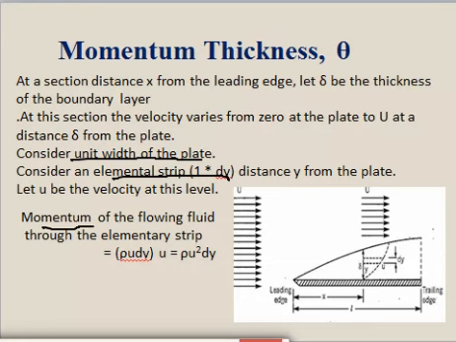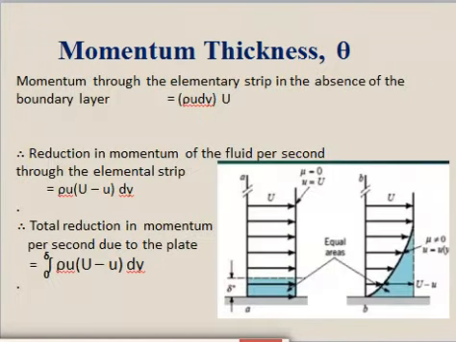Now the momentum of the flowing fluid. What is momentum? Momentum is nothing but the product of mass flow rate and velocity. So it will be ρ u dy into u, which is ρ u² dy. So the total momentum due to the presence of the boundary layer is ρ u² dy. Now suppose for the same mass flow rate ρ u dy, the boundary layer was absent, then the velocity could have been capital U.